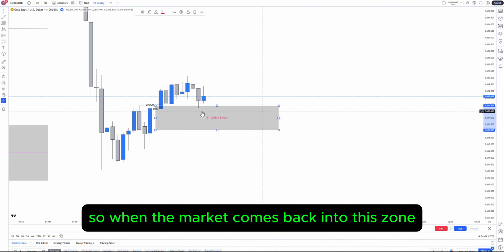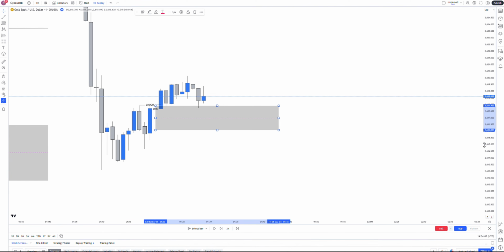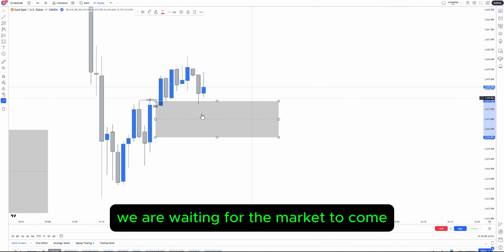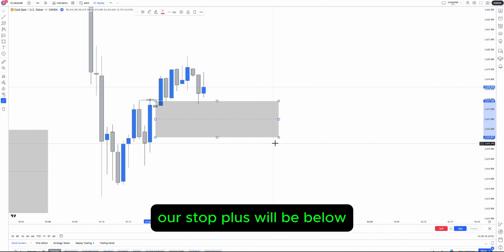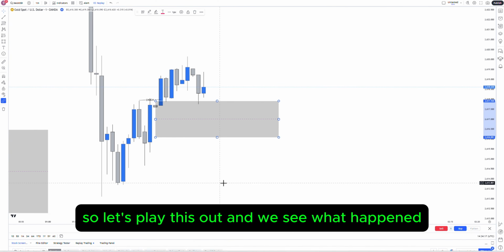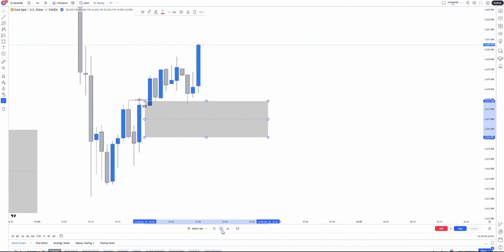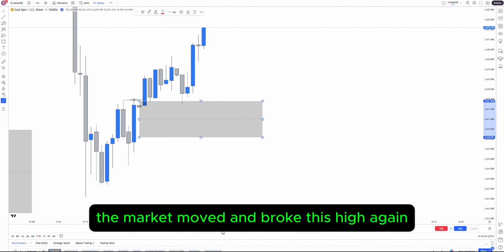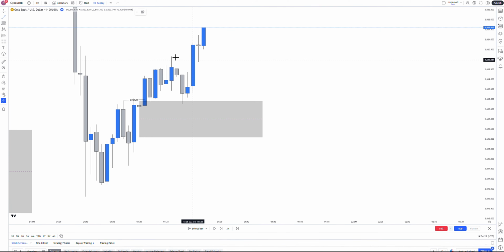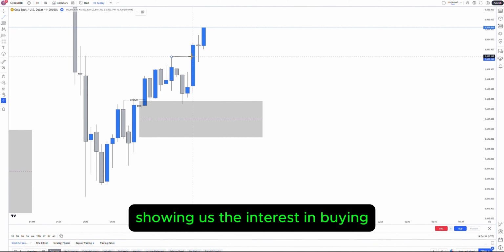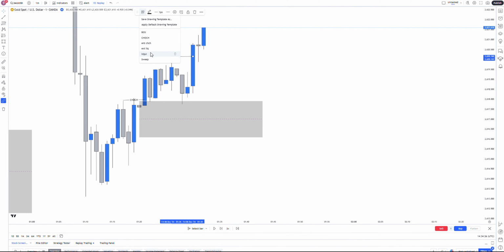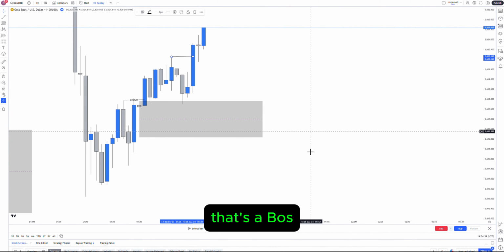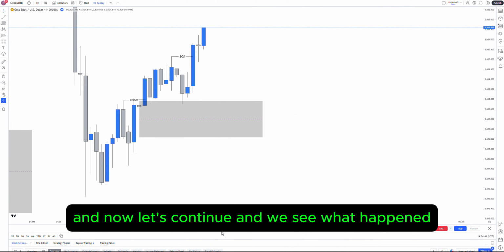So when the market comes back into this zone, we are waiting for the market to come and mitigate this zone well, and then we take an entry from here. Our stop loss will be below. So let's play this out and see what happened in this zone. The market moved and broke this high again, showing us the interest in buying. So this is a high that was taken. That's a BOS. And now let's continue and see what happened.